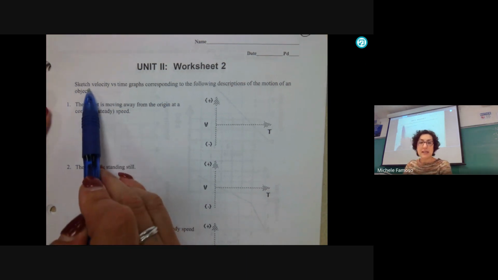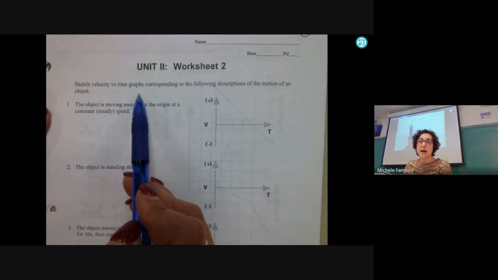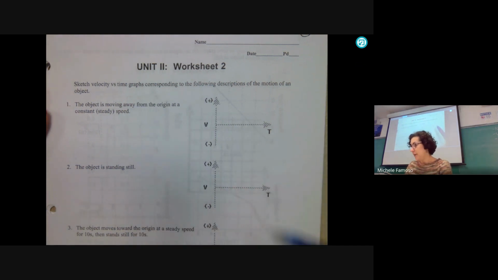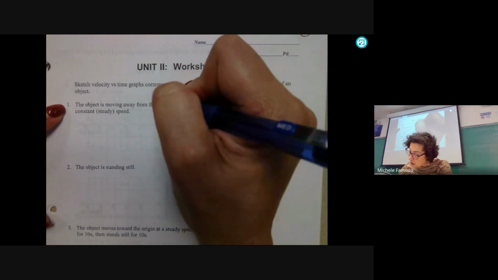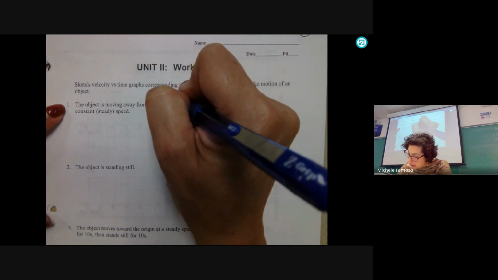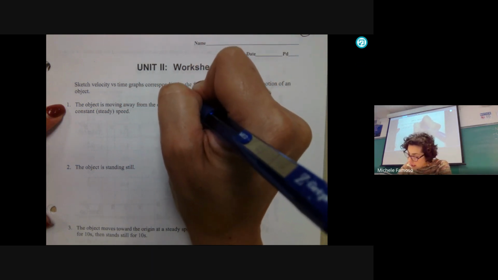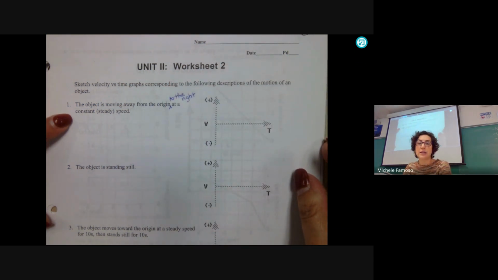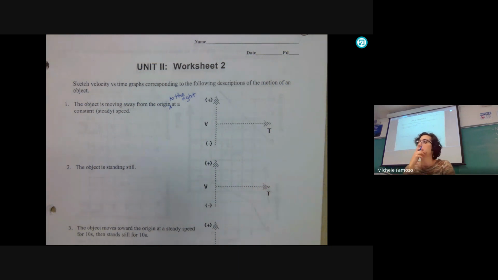All right, so let's take a look at this. I want you to sketch graphs of velocity time that correspond to these descriptions of motion on these axes here. Okay, so let's look at the first one, which says that the object is moving away from the origin. I want you to add something to this, say to the right. It's moving away from the origin to the right at a constant, steady speed.